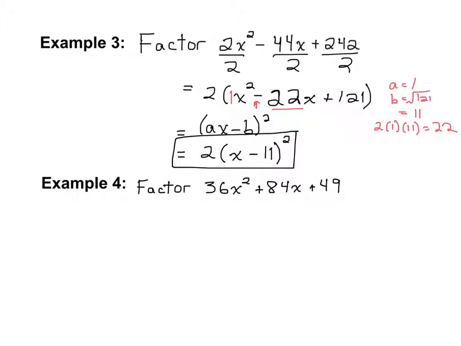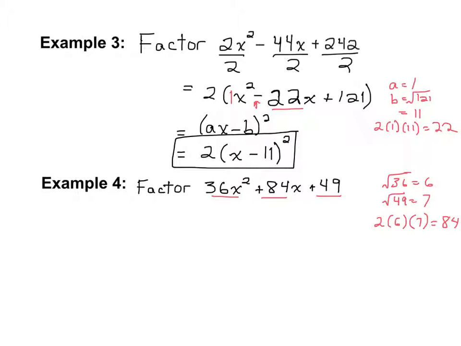Our last example, example 4, is factoring 36x squared plus 84x plus 49. Let's check that this is a perfect square trinomial. The square root of 36 is equal to 6, and the square root of x squared is x. The square root of 49 is equal to 7, so our first terms and our last terms are perfect squares. And our middle term, see if it adds up, 2 times a, which was 6, times b, which was 7, is equal to 84. 2 times 6 is 12, times 7 is 84.